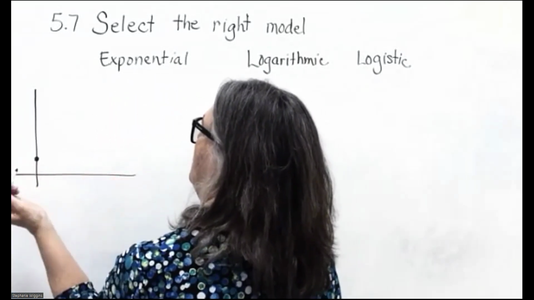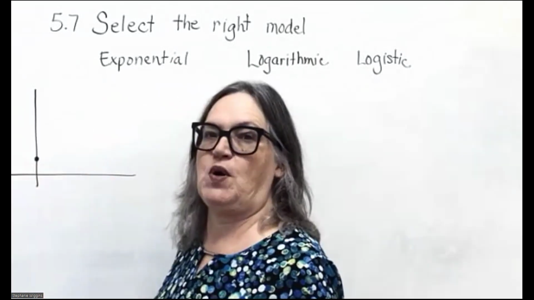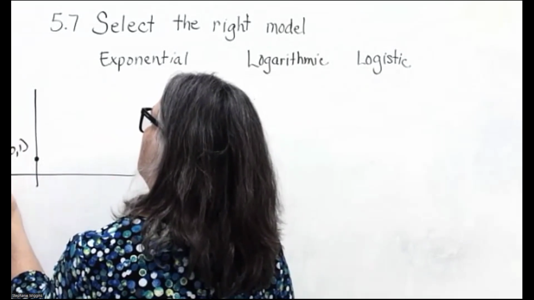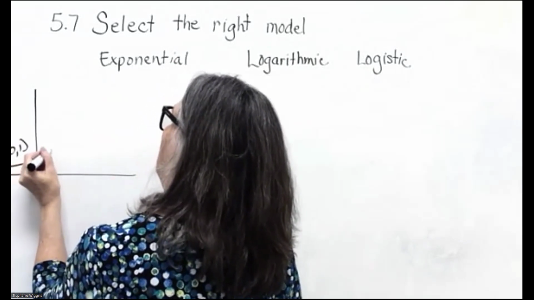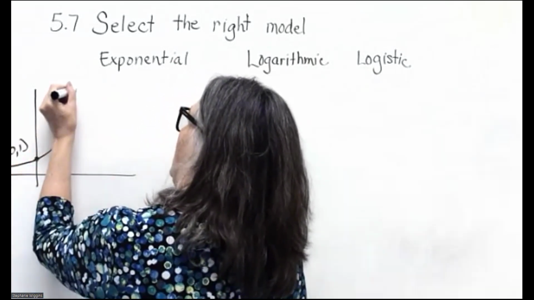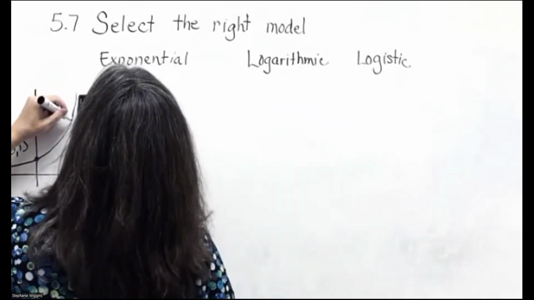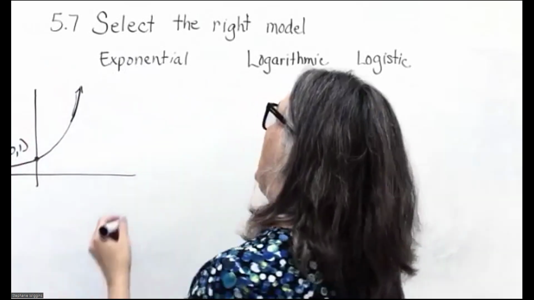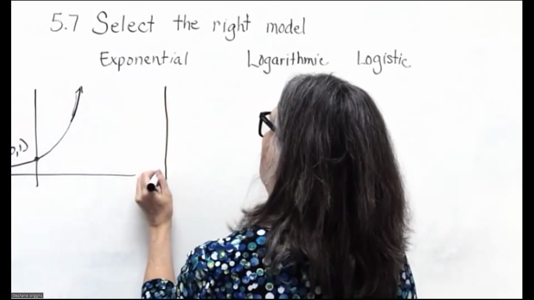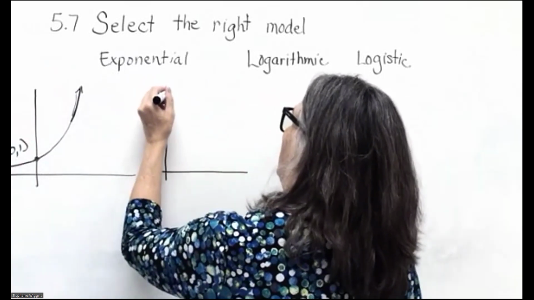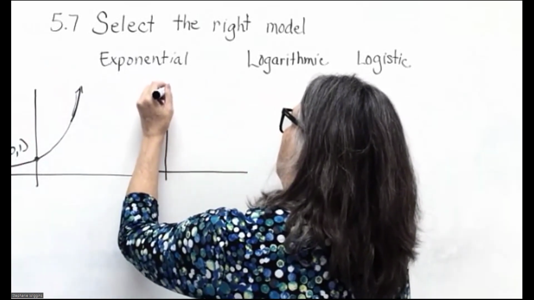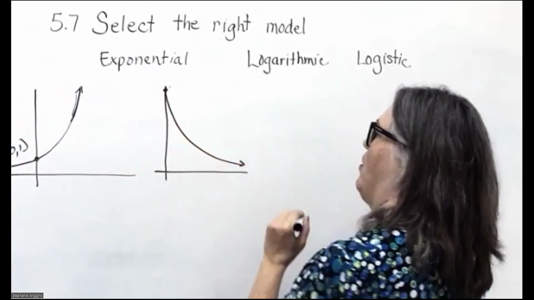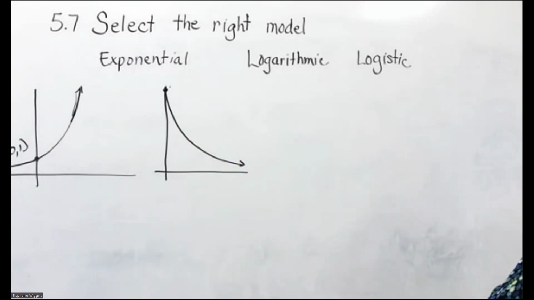All basic exponential functions that have not been translated pass through the point (0, 1). They start out increasing slightly, but then the rate at which they increase gets more and more. So that's called exponential growth. And if you have exponential decline, as you go forward in time, it's getting less and less and less, and it's declining very rapidly, okay?